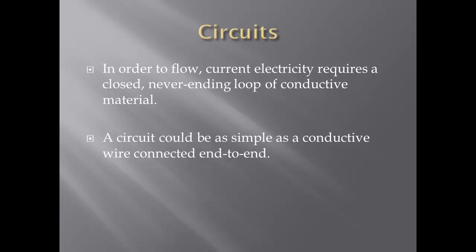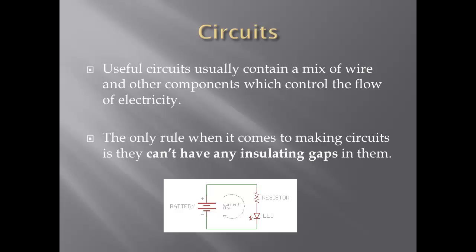And then circuits require a continually closed loop. It can be something as simple as a wire that's connected end to end, but we're a little more sophisticated than that. We've got quite a number of things connected to it, or we're going to, with our Arduinos, and they can control the flow of electricity throughout our circuit. Circuits can be rather complex, even though they're circular. But the main rule to remember when it comes to making circuits is that they can't have any insulating gaps in them. Talked about we need insulators so we don't get shocked.